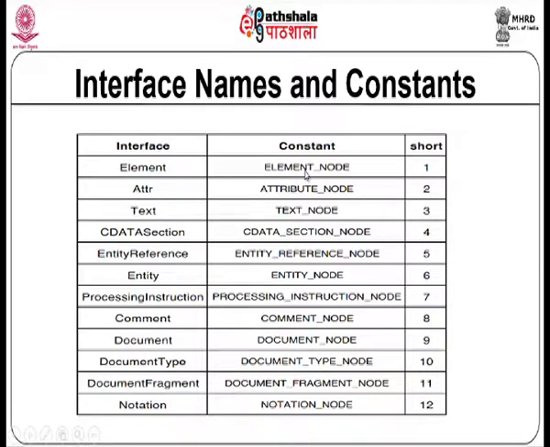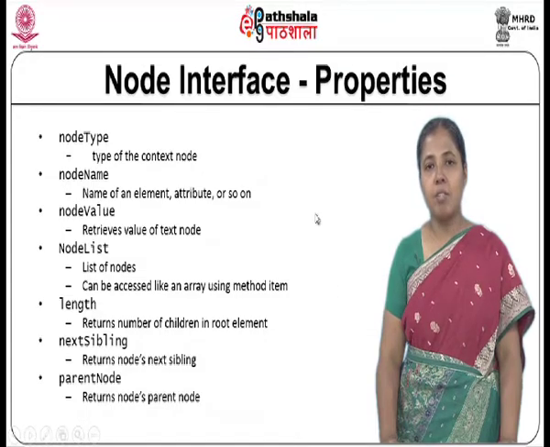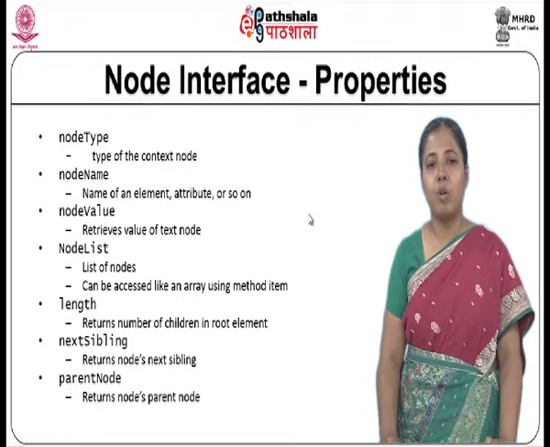Now, these interfaces are defined with constant names as shown here. For an element interface, the name of the interface is element node, and for attribute, it is stored as attribute node. In order to access any of these nodes, we can use these constants or these integers. So, all these nodes can be accessed using their constant names or by their integer values.